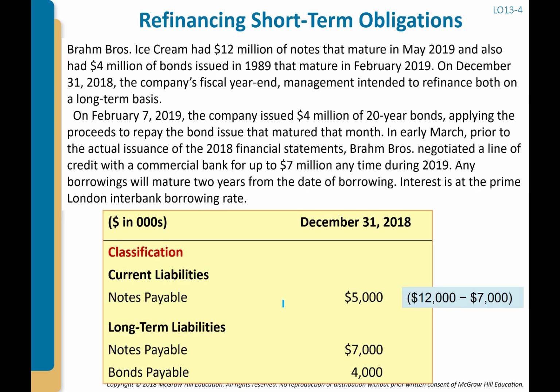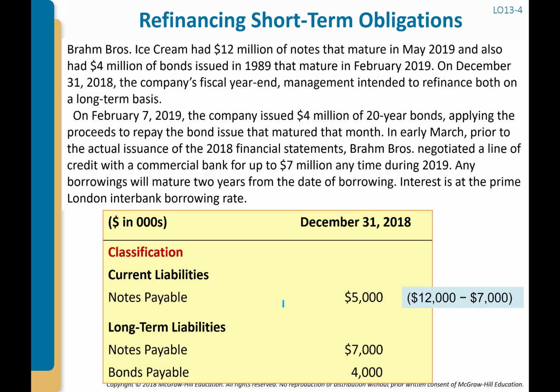Okay? So we come down, and let's take a look at this example. Brahms Ice Cream Company had 12 million notes that mature in 2019, and also had 4 million bonds issued in 1989 that mature in February. So both of these are going to mature the next year, aren't they? Maturing next year, at the end of the year, December 31st, 2018, they better be current, right?